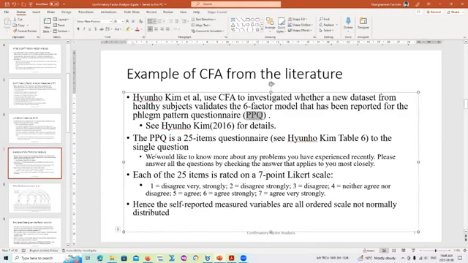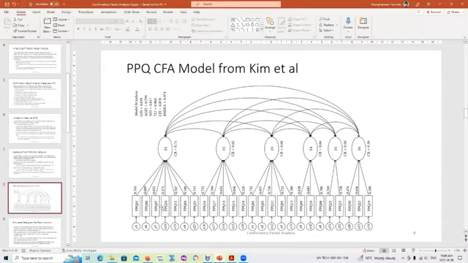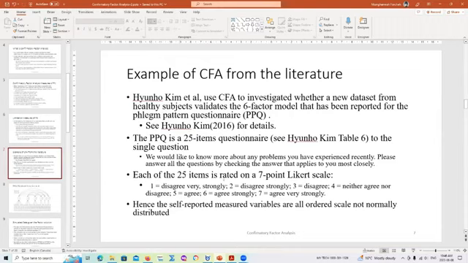So they come out with this, and they have a 25-item questionnaire. You can read the article, the article is there. It's quite interesting. So this is a big model of 25 items, and here we call it a 6-factor solution because we have 6 latent variables. This is how the different items are weighted on each of the factors. What is interesting is that each of the 25 items is rated on a 7-point Likert scale.